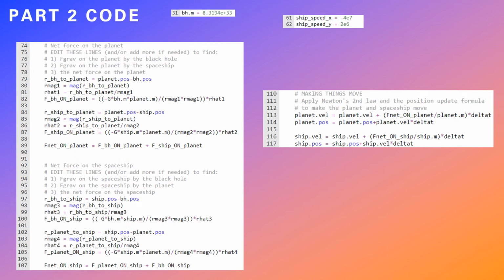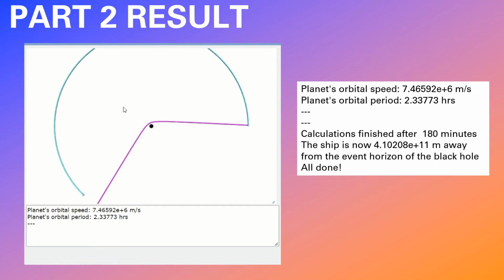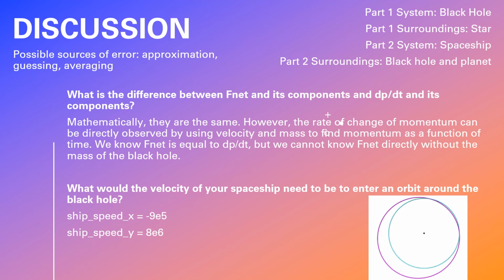And then you use that information to apply Newton's second law and the position update formula so you can see what the next position and velocities will be. And here's the result for part 2. The cyan is the orbit of the planet and the magenta is the path of the spaceship. In part 1, the system was the black hole and the surroundings were the star. And in part 2, the system was the spaceship and the surroundings were the black hole and the planet.